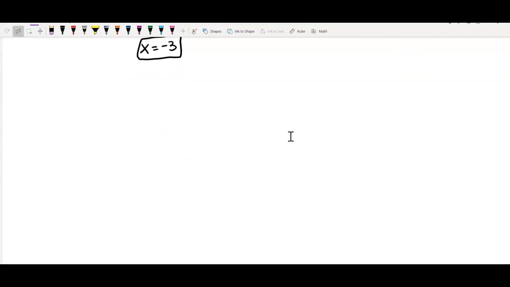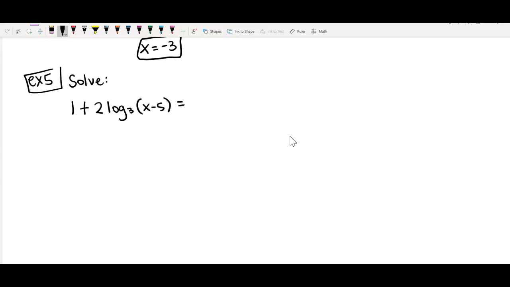Okay, example 5. Woo. Right, so again, we're solving. This time we have 1 plus 2 times log base 3 of x minus 5 equals 7. Okay, so we're finally getting into the parts where log is not by itself.